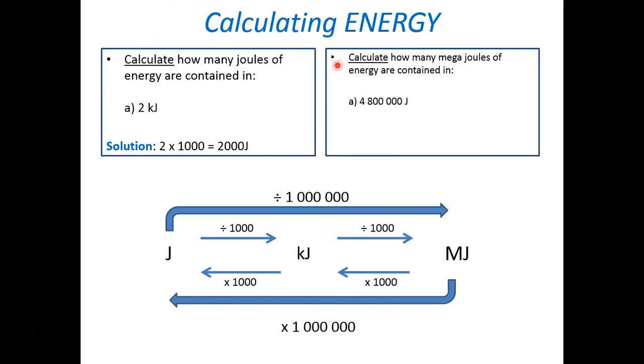If we want to calculate how many megajoules of energy are contained in 4,800,000 joules, again, if we've got joules, we would need to divide by 1000 to go to kilojoules, and then divide by 1000 again to go to megajoules, or we can just divide by 1 million to work out how many megajoules there are. So 4,800,000 divided by 1 million is 4.8 megajoules.